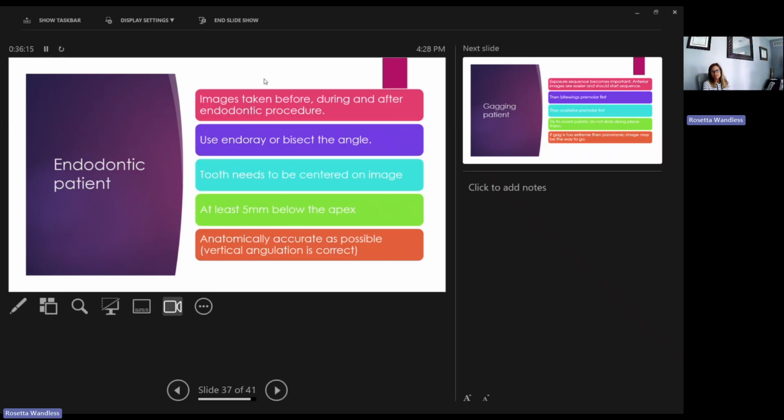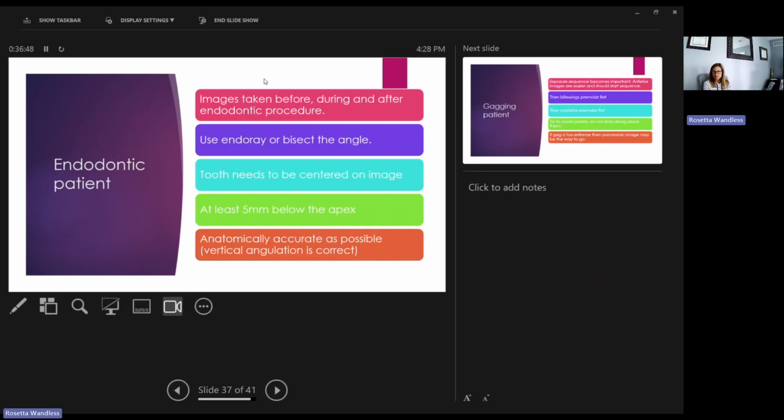We always have the tooth centered on the image, and we want more of the apex, meaning 5 millimeters below the apex, not the average 2 or 3. I don't mind cutting off a little bit of the crown to get that extra 2 or 3 millimeters so you can see below the apex, because the endodontic procedure relies that we don't perforate the root and it's healthy and everything lines up to that apex, which is the tip of the root.